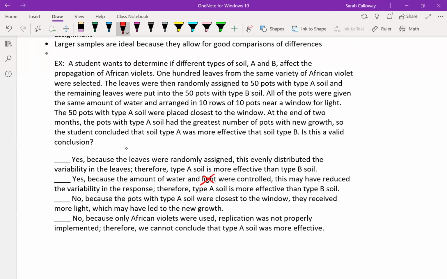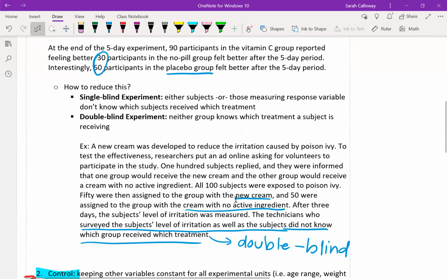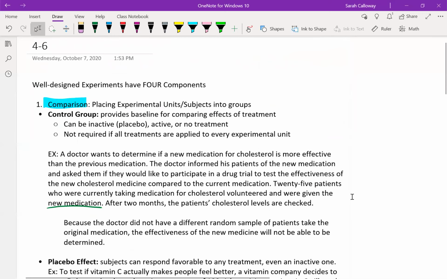And then finally, the other option is no, because African violets were used, replication was not properly implemented. So this isn't true. You want to use the same type of plant in order to compare, right? Because different plants grow at different rates or propagate at different rates. So the correct answer here is that no, because those pots with type A soil were closest to the window, they actually got more light than those with type B. Okay, so those 4 components, replication, random assignment, control, and comparison, are what create a well-designed experiment.